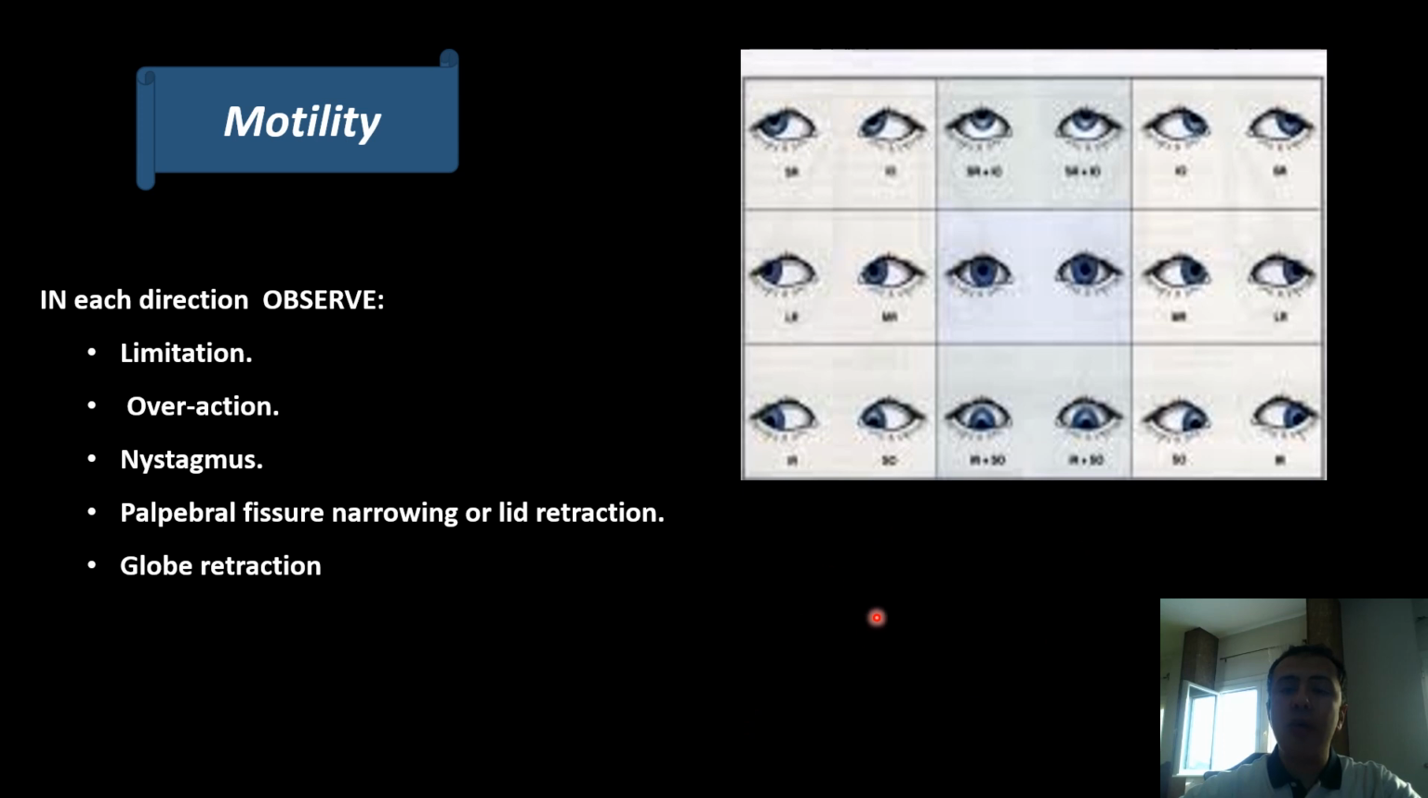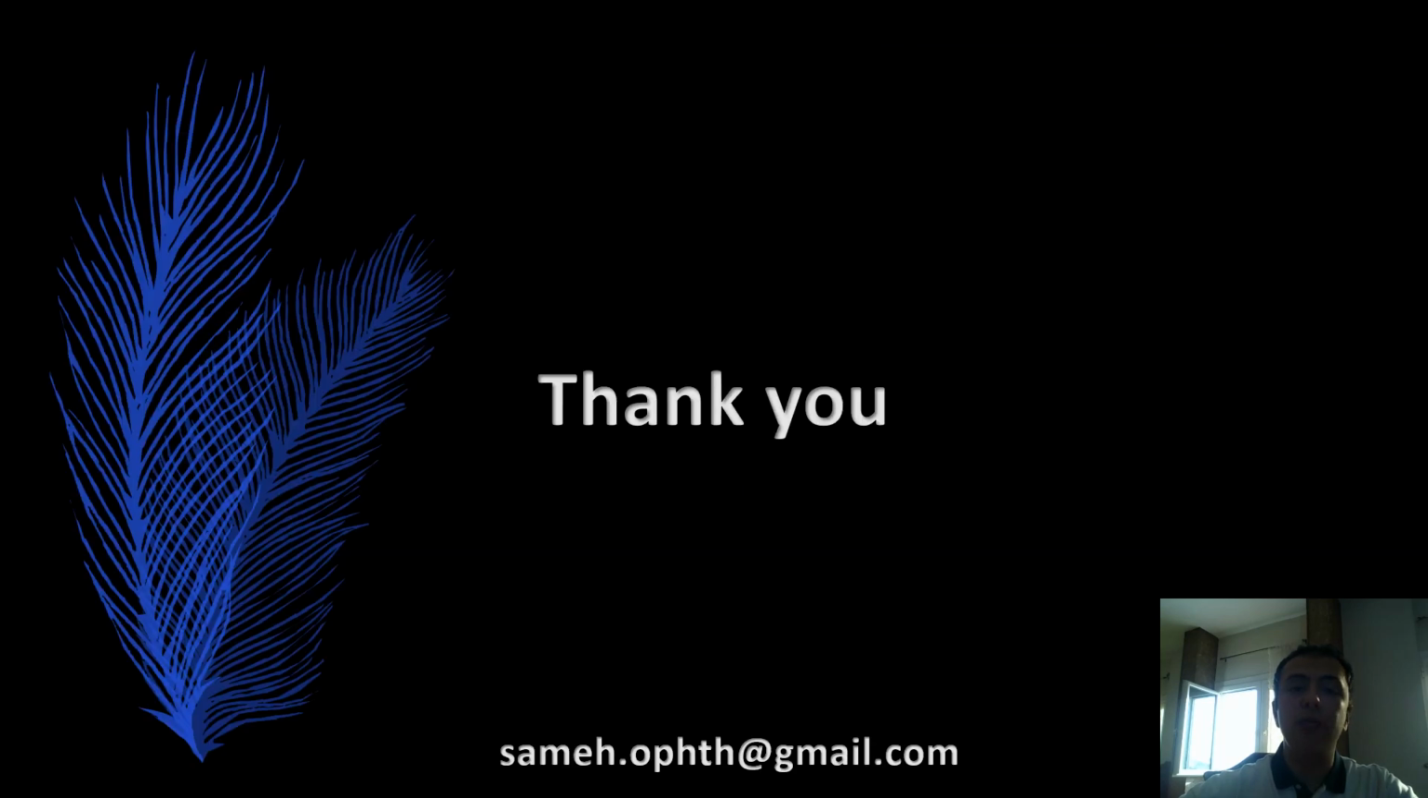When the child is using his eyes to look in different directions of gaze, we are looking for any limitation of motility, overaction, like if one eye is overshooting over the other one, nystagmic movement, or palpebral fissure width changes, if it's becoming narrower or wider, or if we have any globe retraction upon a certain direction.